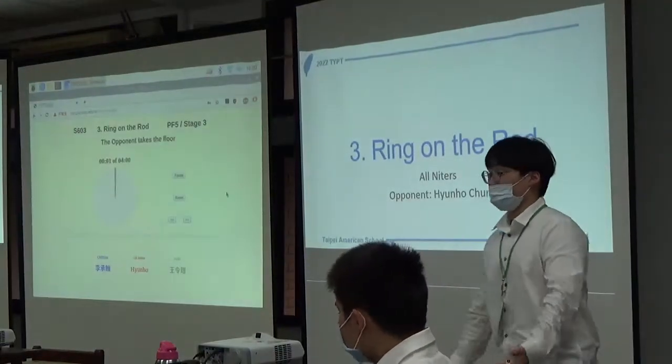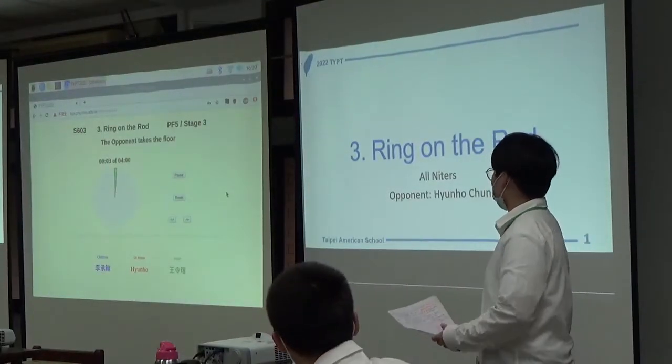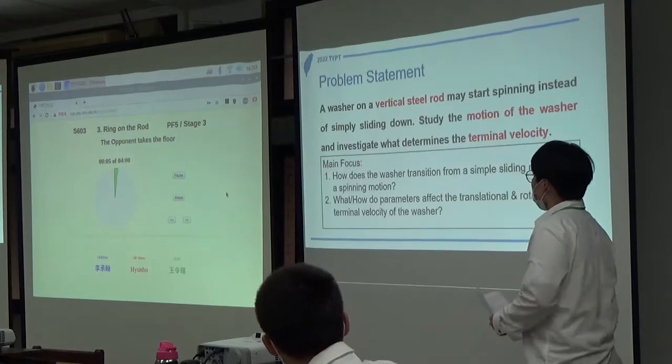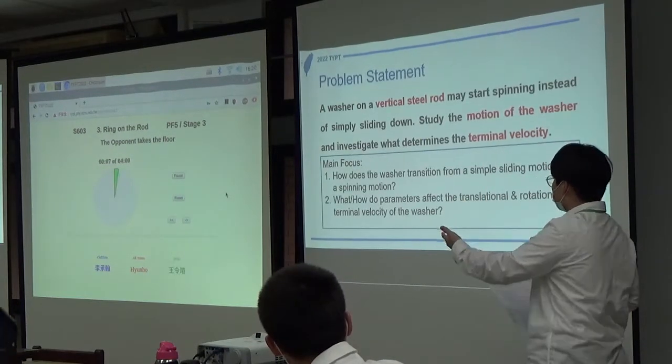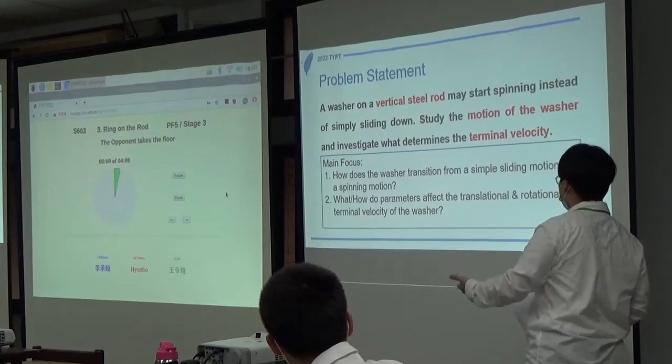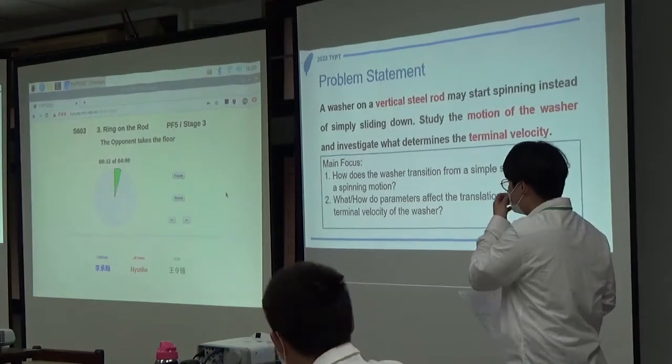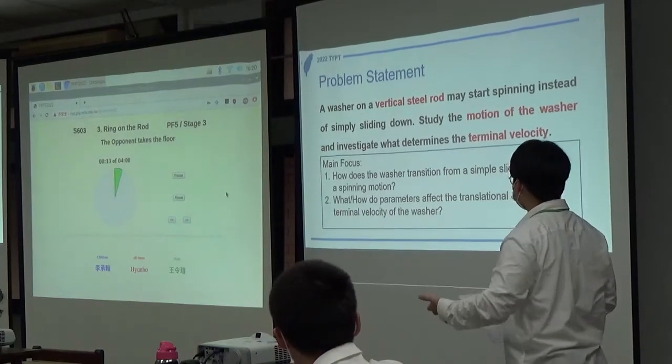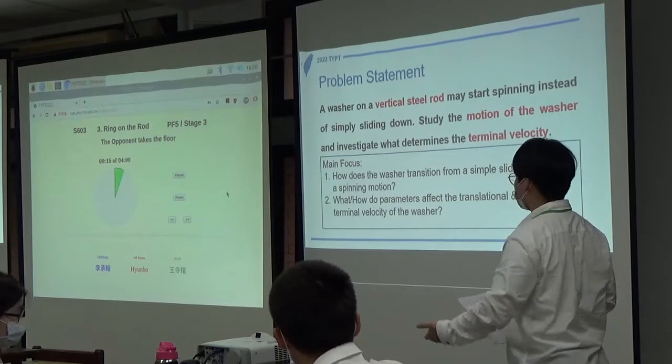I'm Hyunwoo Chun from the All-Nighter, and today I will propose number 3, ring on the rods. So I thought the main focus of the problem is how does the washer transition from the simple sliding motion to the spinning motion, and how the parameters affect the translation and rotational terminal velocity of the washer.